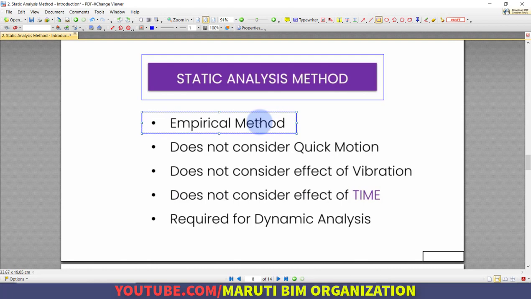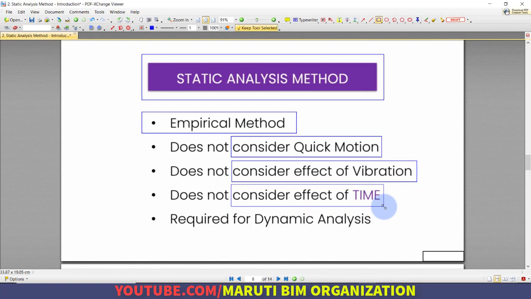तो ये एक ऐसा मेथड है कि जिसमें बहुत सारे नंबर ऑफ एक्सपेरिमेंट रिसर्च ने परफॉर्म किया है और उसके बेसिस के ऊपर एक फॉर्मूला डिराइव की हुई है, उसको बोलते हैं एम्पिरिकल मेथड. This does not consider the quick motion. तो मोशन का जो इफेक्ट है वो यहाँ पर कंसीडर नहीं किया जाएगा. Then after, it does not also consider the effect of vibration. So vibration, motion यहाँ पर लिया नहीं जाएगा.